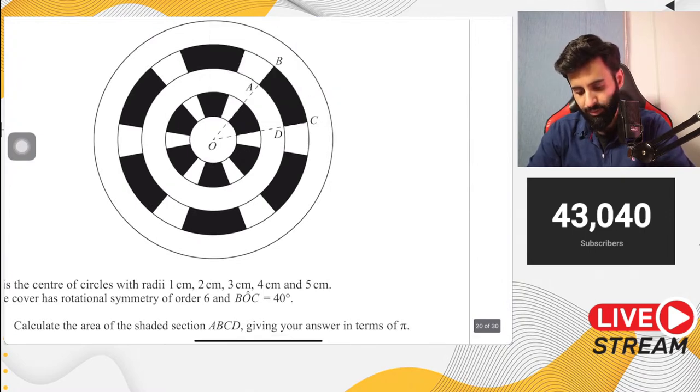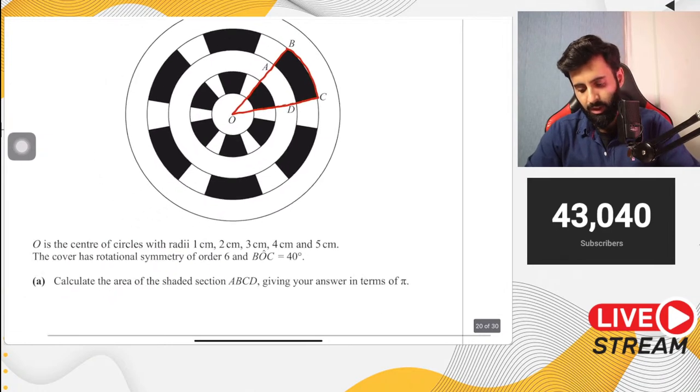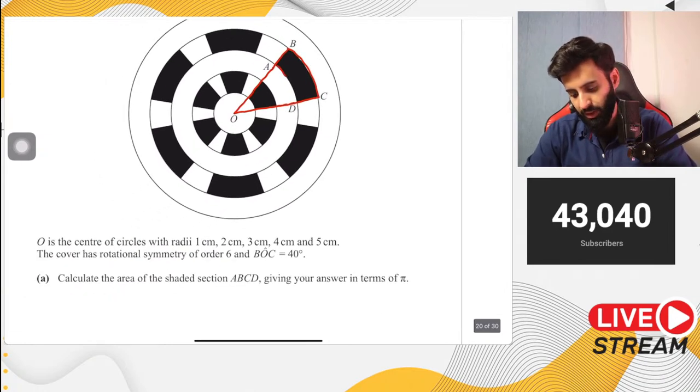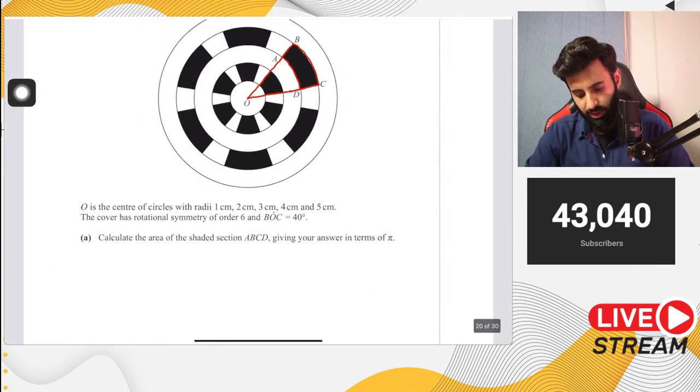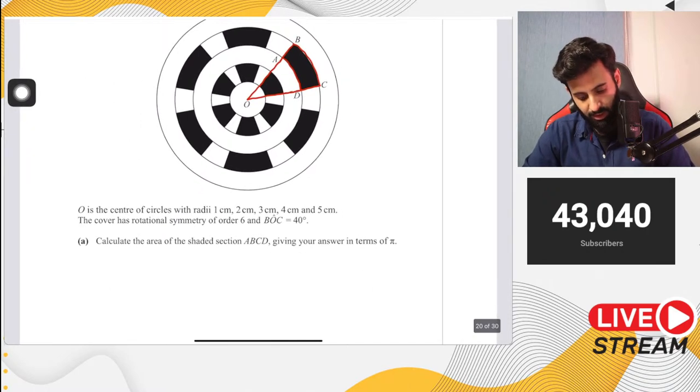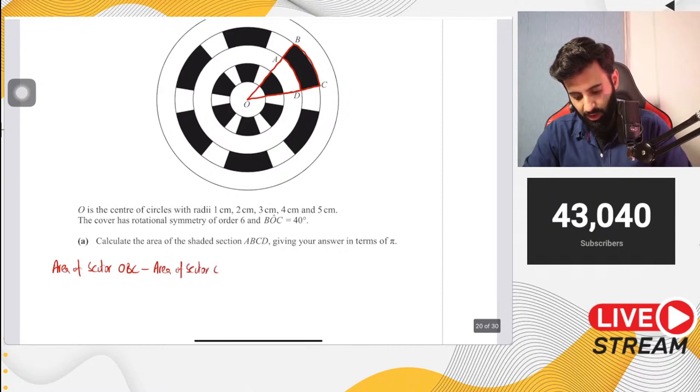So first of all, let's put some importance on what we're doing over here. Let's outline the sector that we're going to be using. So we're going to be using two sectors. One is OBC and the other is OAD. So in order to calculate the area of shaded section ABCD, here's what we will do. Area of sector OBC minus the area of sector OAD.